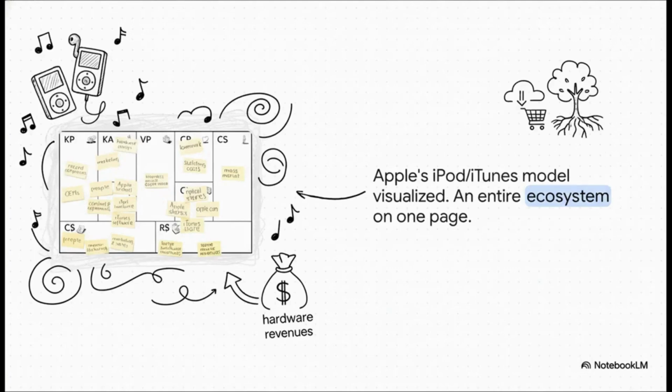Look at this. This is Apple's game-changing model for the iPod and iTunes. You can literally see how the seamless experience, the value proposition, connected the mass market through their retail and online stores, all supported by incredible hardware design and key partnerships with record labels. The result? Massive hardware revenues. It's an entire ecosystem on one single page.